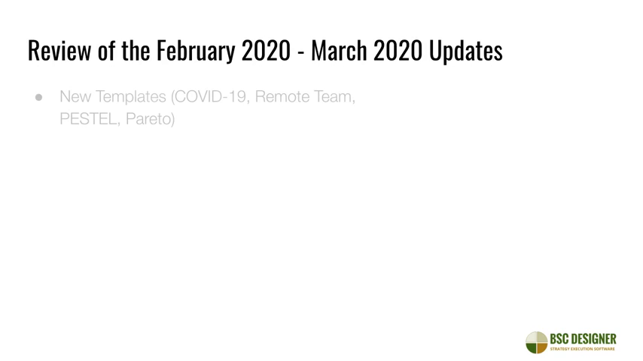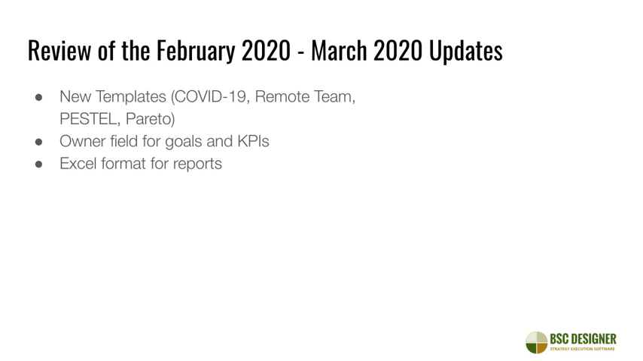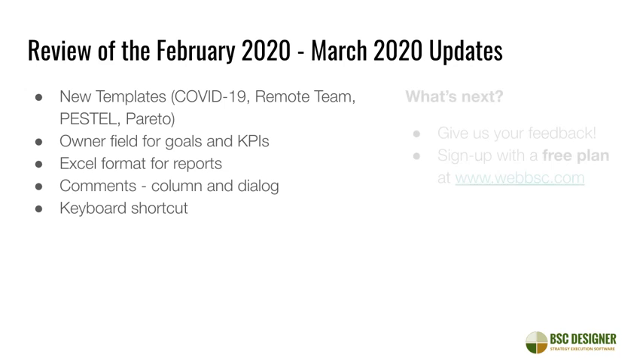So let's summarize what we introduced: the 4 templates, including one for business continuity, especially interesting in the context of the COVID-19 threat. From the viewpoint of software features, you will find the owner field for business goals and KPIs. You'll find the possibility to export reports into Excel format. You'll find the comments dialog and a possibility to add a quick comment to KPIs or business goals. You will be able to use new keyboard shortcuts.